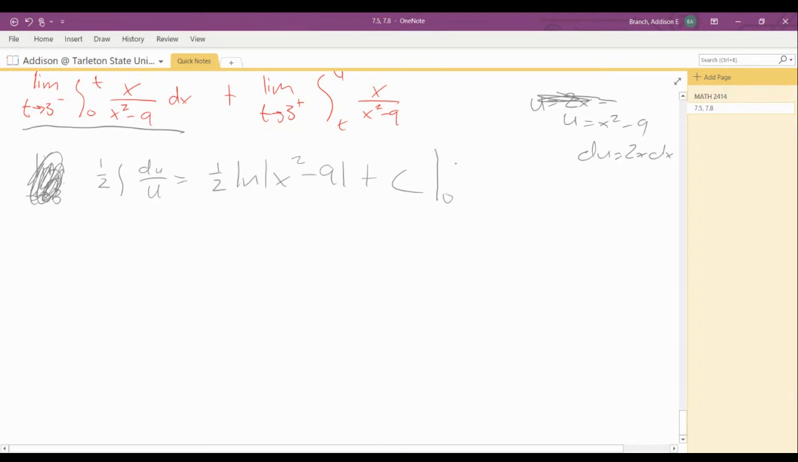Then, of course, we plug in our bounds. So we have our limit as t approaches 3 from the negative, I mean 3 from the negative, of 1/2 natural log of t squared minus 9, minus 1/2 natural log of the absolute value of 0 minus 9.